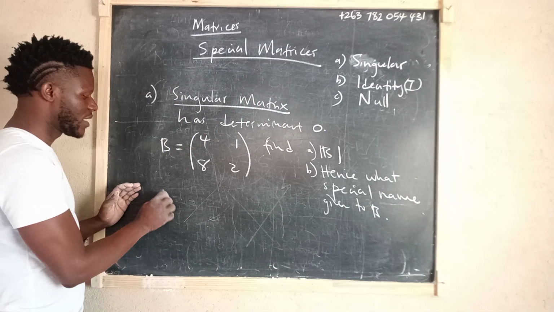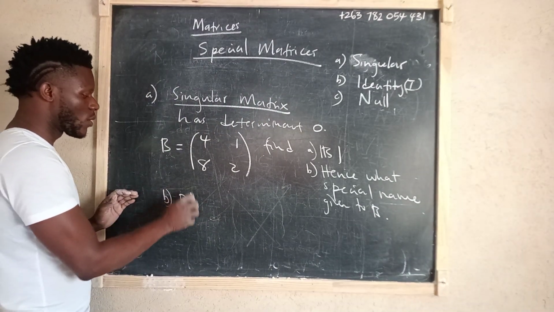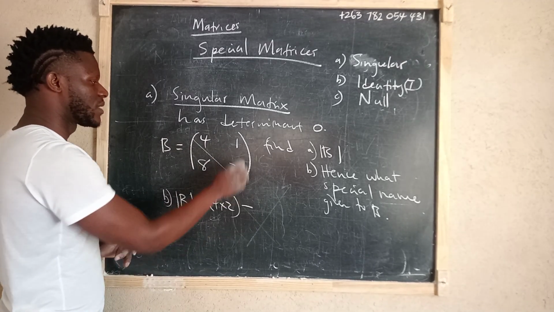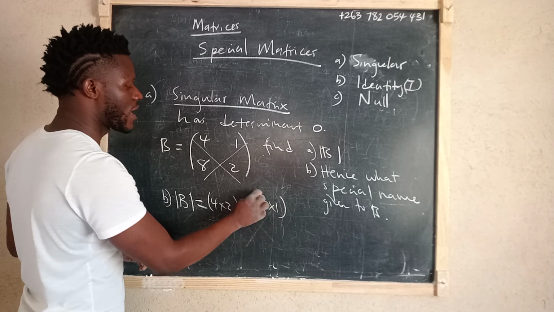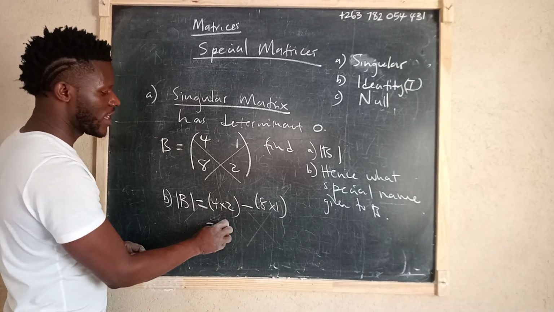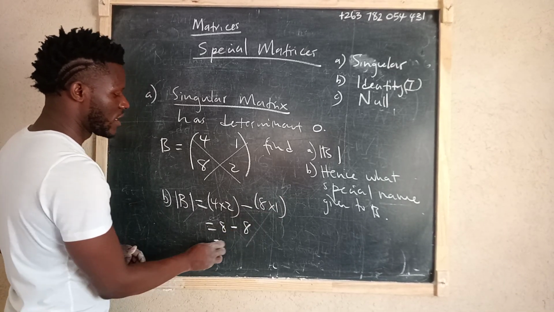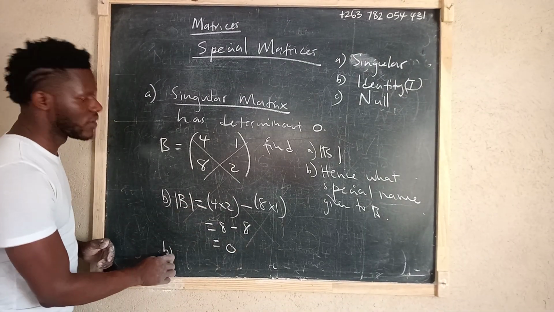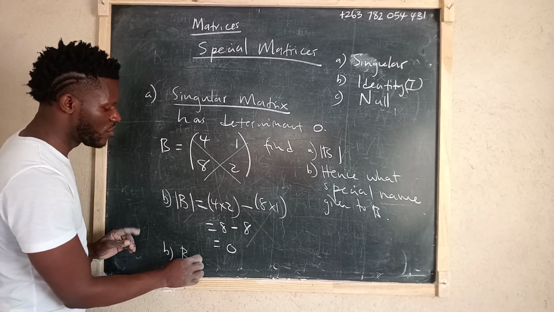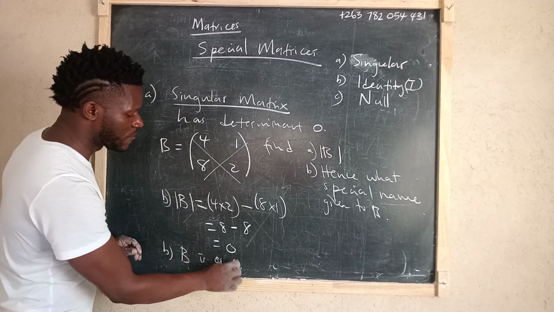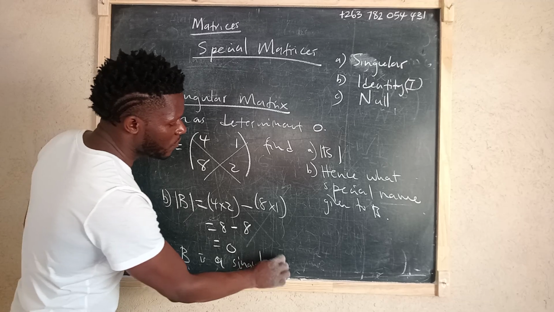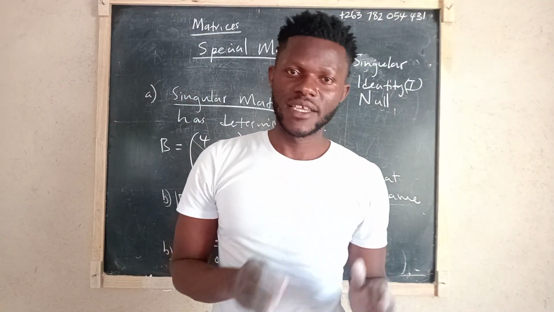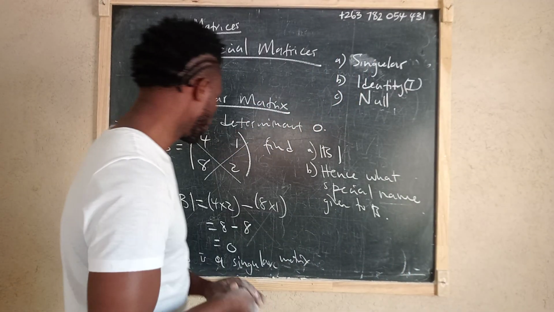Right, let's calculate the determinant of a matrix. So the determinant of matrix B is, remember, always major diagonal, 4 times 2, subtracting off diagonal, 8 times 1. And you get 4 times 2, 8, minus 8 times 1, 8. The answer is 0. If you get determinant 0, then the special name for B is a singular matrix. It's a special case. When you calculate the determinant of a matrix and you get 0, the matrix is called singular.